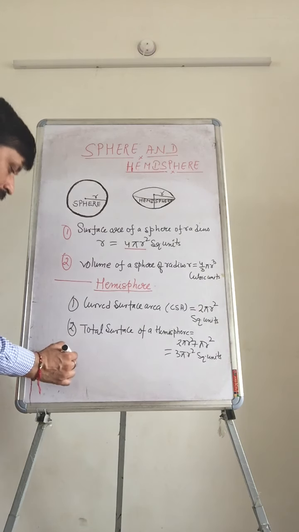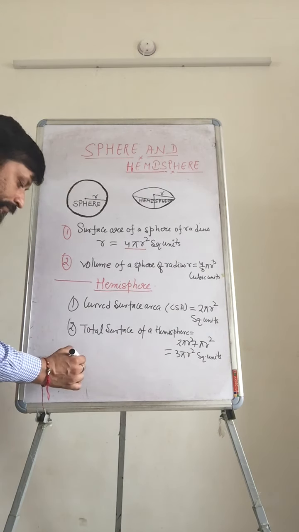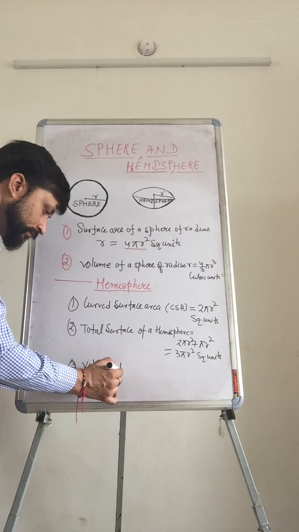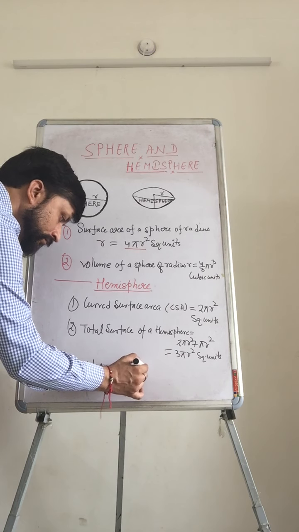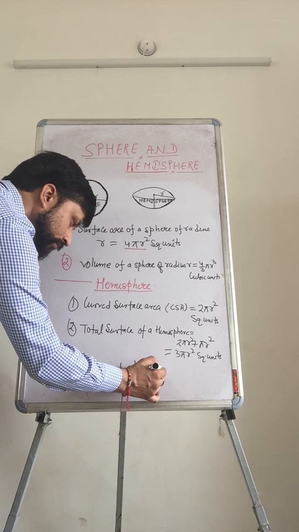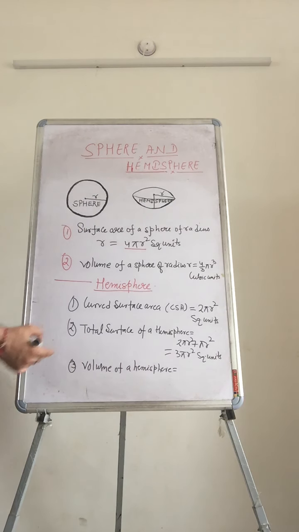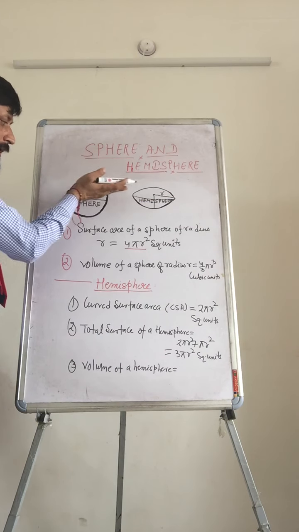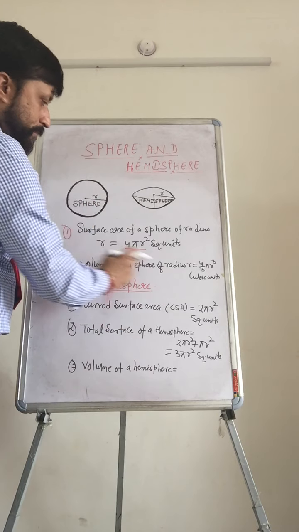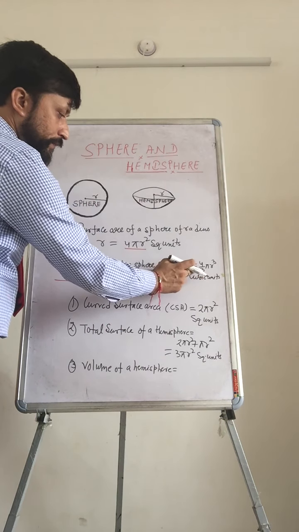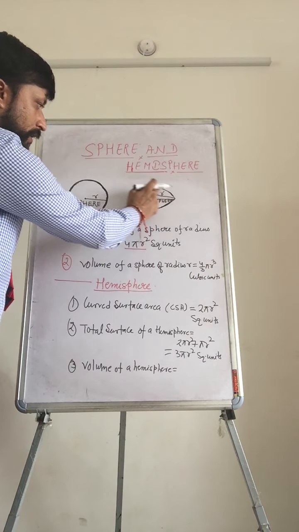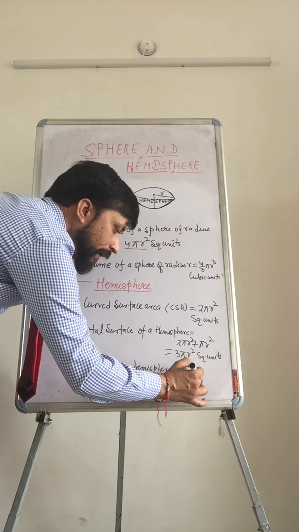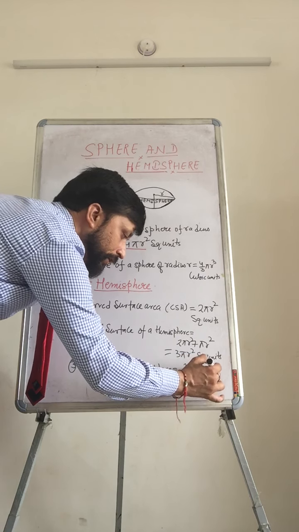Then the third one is the volume of a hemisphere. It is half of the volume of a sphere, because this hemisphere is exactly half of this sphere. Since we know the volume of a sphere is 4 by 3 pi r cube, if you divide this by 2, you will get the volume of the hemisphere. And we are getting here 2 by 3 pi r cube cubic unit.